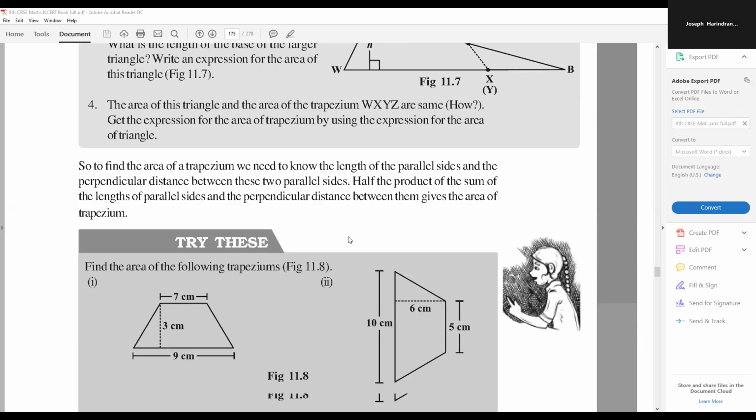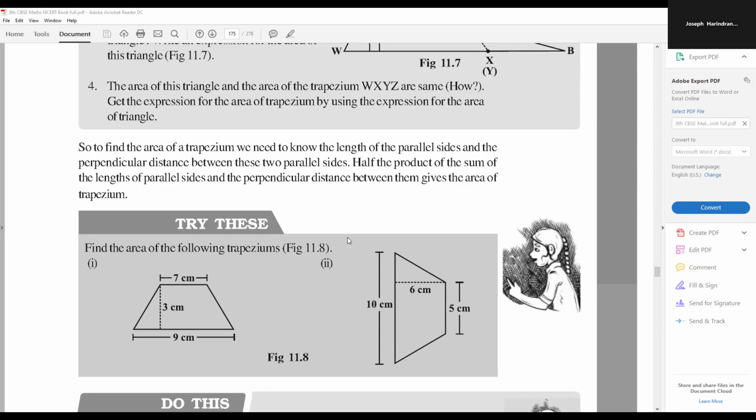Let us find out, first of all, the area of the trapeziums. These are the two questions here. Let us work out this. It is given in figure 1, subdivision 1 of this question.